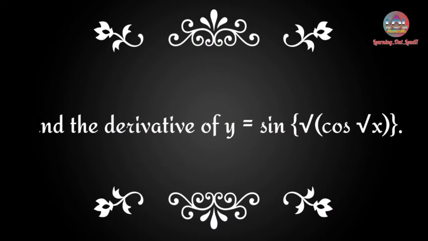Find the derivative of sin root cos root x. So first of all, write the given function. It is y equal to sin root cos root x. Now we need to find its differentiation, right? So it would be y dash, which would be equal to, considering differentiation of sin x, which is cos x.